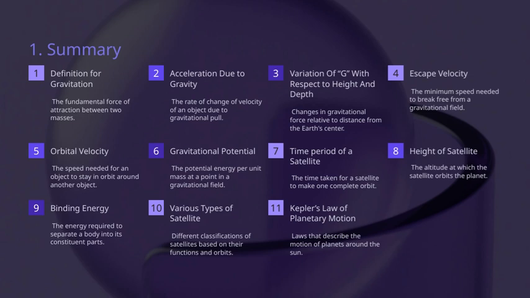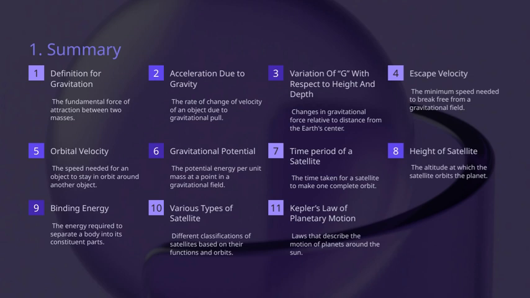Now, let's look at gravitational potential, which is the potential energy per unit mass at a specific point in a gravitational field. It tells us how much energy is stored due to gravity at that point. Associated with potential energy is binding energy, the energy required to break apart a body into its constituent parts. This concept is vital in understanding the stability of celestial bodies.